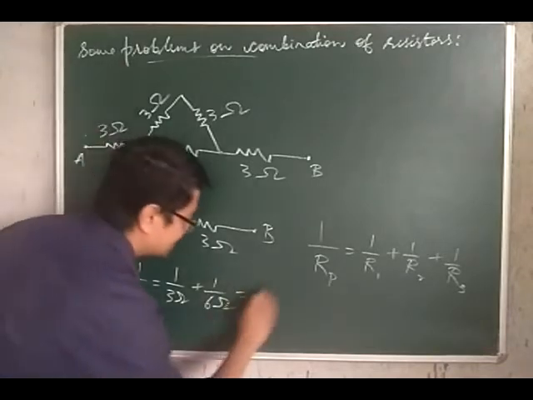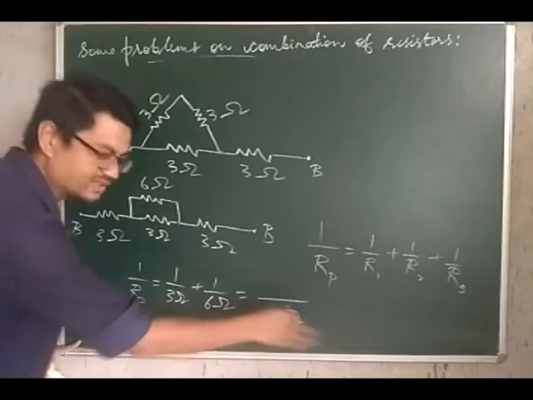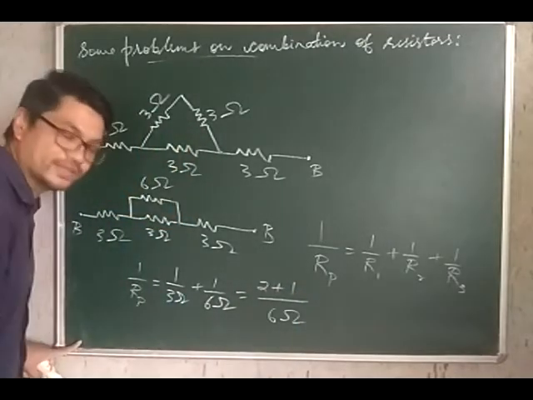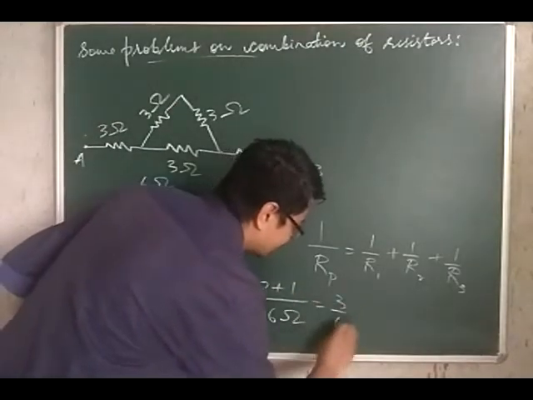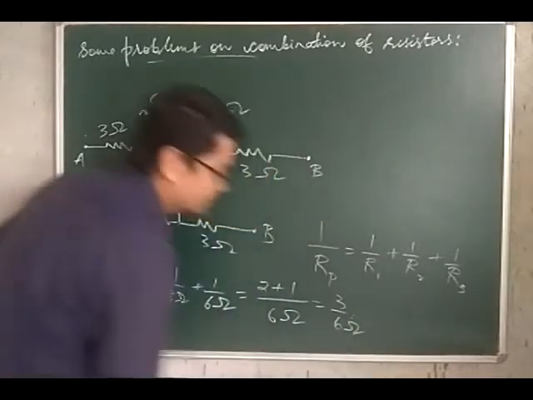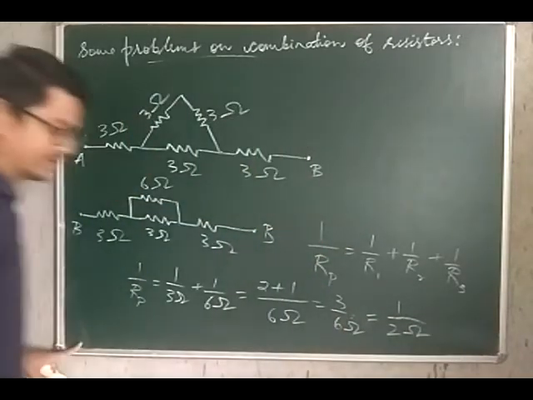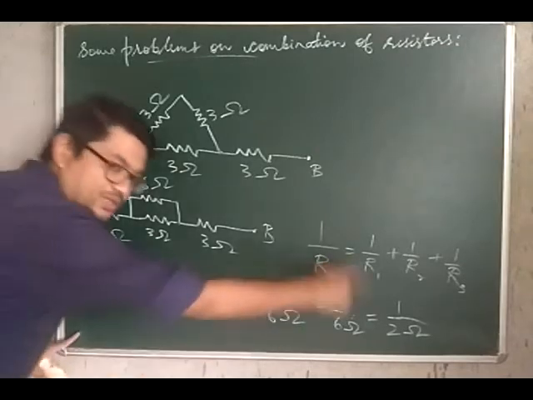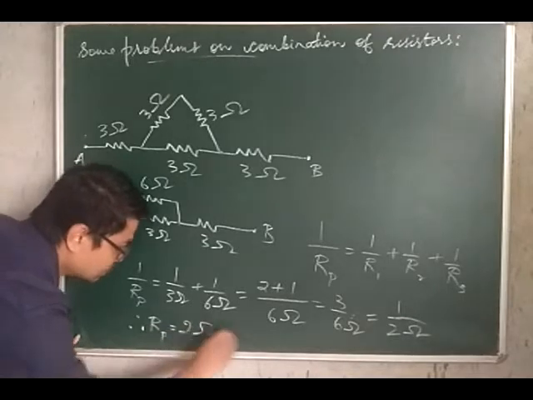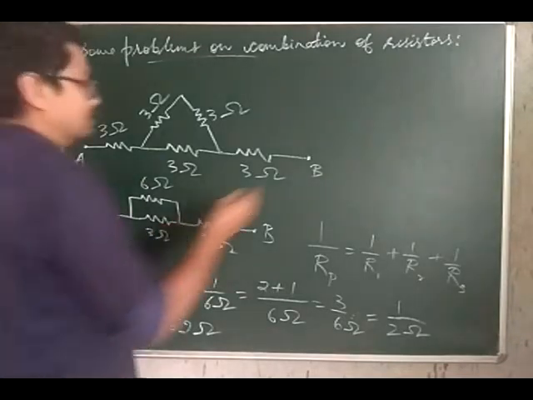You can do the mathematics, but let me do at least this for you. The LCM is 6, and I can do away with the unit for now. So this will be 2 plus 1 in the numerator, which is 3 by 6 ohms in the denominator. This is equal to half, with ohm in the denominator of course. So 1 by Rp is 1 by 2 ohm. Therefore Rp is how much? Rp is 2 ohms. So the equivalent of these two is 2 ohms.